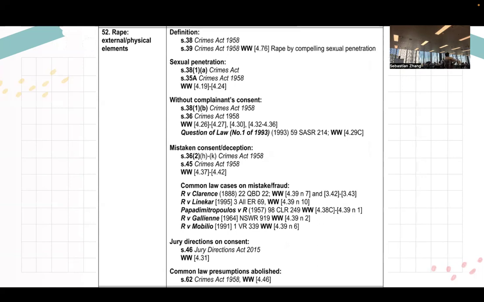Sometimes you might have thought that you had sexual penetration with another person, and you thought the person gave you consent, but they didn't. Or maybe in Crown and Linker, where you have sexual intercourse with a prostitute and then you didn't pay the prostitute in the end. That could be considered rape.